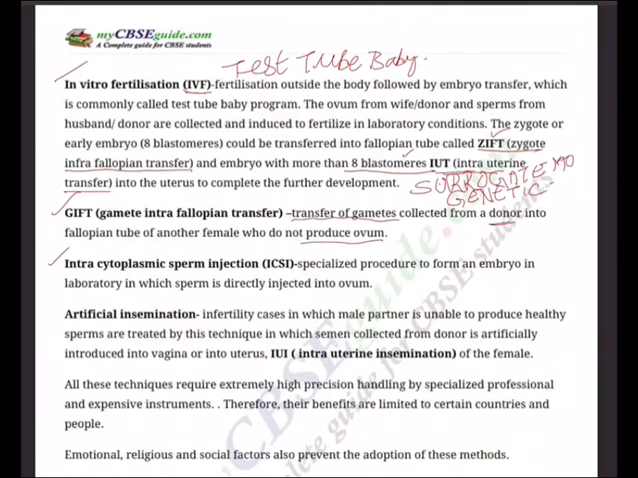And the third one, Intra Cytoplasmic Sperm Injection, ICSI, a specialized procedure to form an embryo in the laboratory in which sperm is directly injected. Look at this, sperm is directly injected into the ovum. So that is ICSI. This is the technique where sperm is directly injected into the ovum to form an embryo in the laboratory.